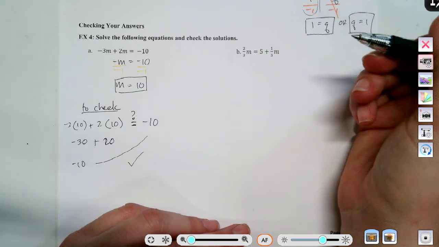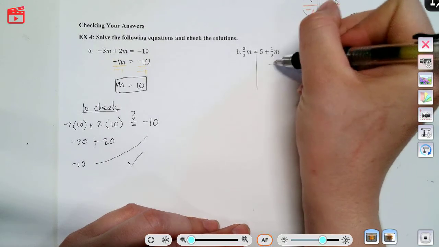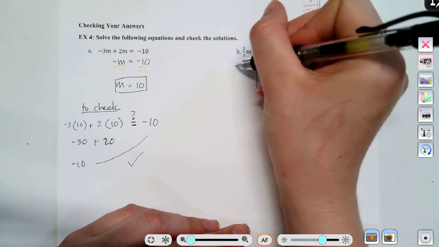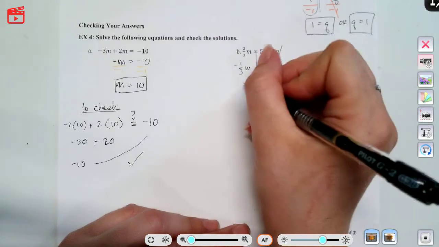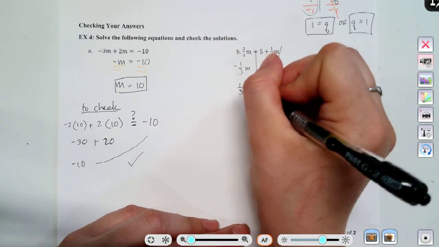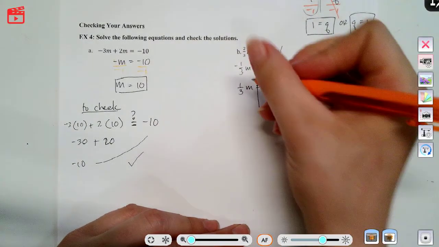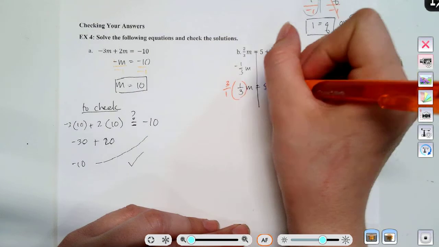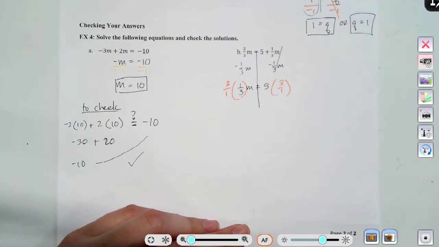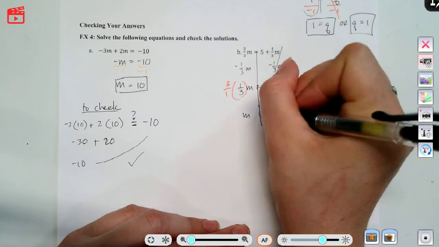All right, m is on two different sides, so I'm going to move the 1/3 m to the other side. So that's going to be 2/3 minus 1/3 is going to be 1/3 m equals 5. Well, we have that fraction going on, so I'm going to use that reciprocal method. So m is going to equal 15.